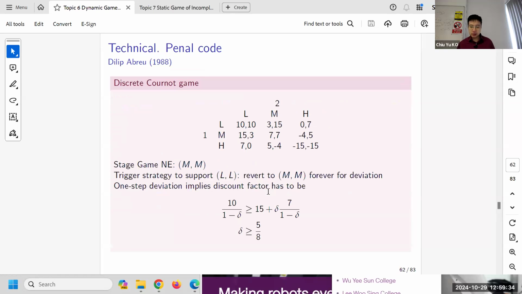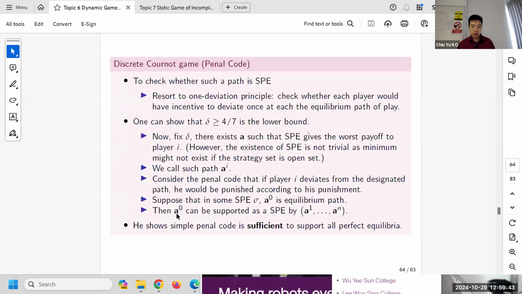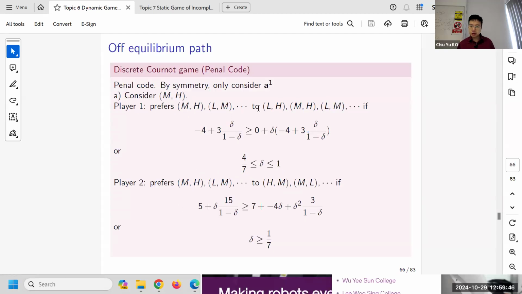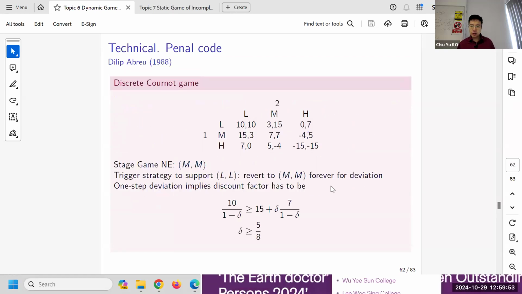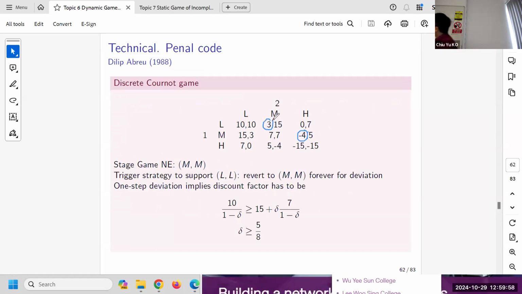So in the punishment, we're here. Look at this, this is MH. He will get -3. Right. So he will get -4 and 3, right? So along the punishment, we start the punishment. He will be getting -4 and 3 forever. Okay. That would be along his punishment.